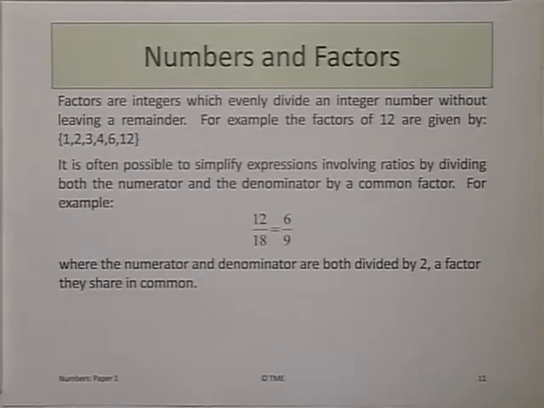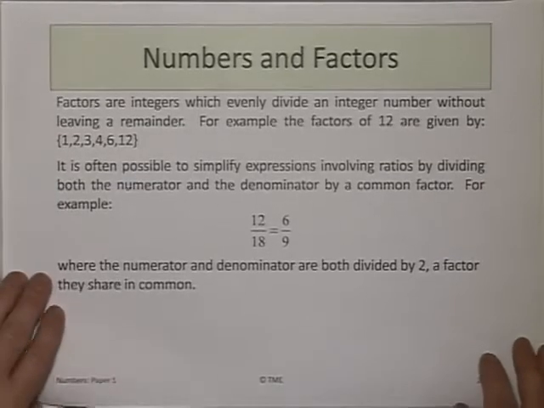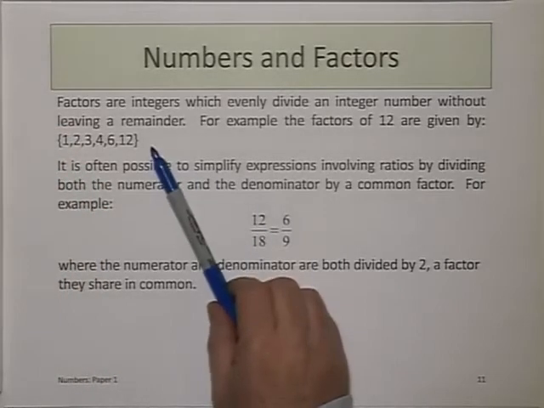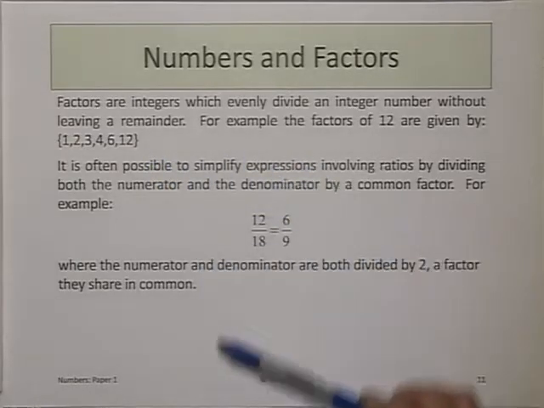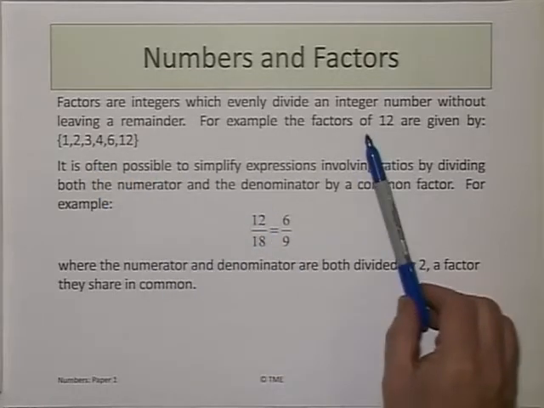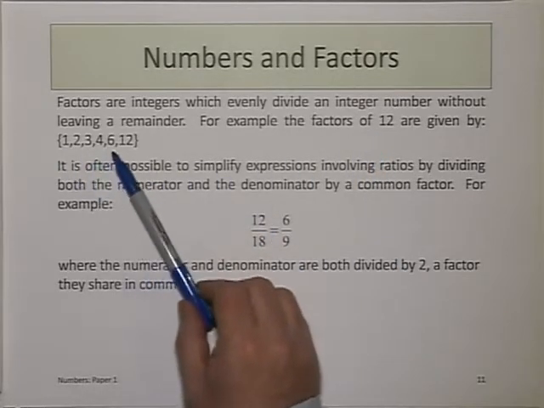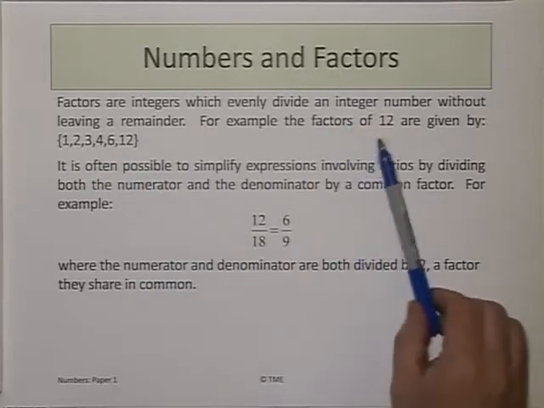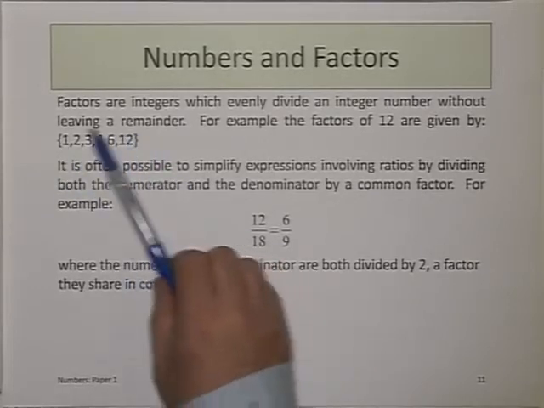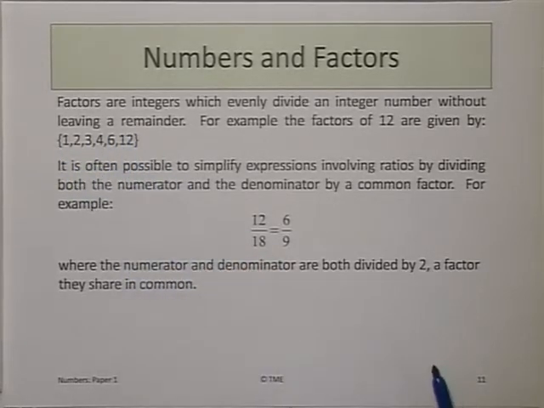We're now going to look at numbers and factors. Factors are integer values that divide evenly into another integer number. So we might have something like 12, and the factors of 12 are 1, 2, 3, 4, 6, and 12. If you have a pizza with 12 slices in it, or 12 eggs, or 12 anything, you can divide that amongst these number of people evenly without breaking any of the particular units.